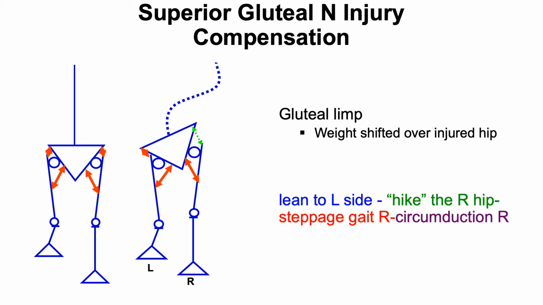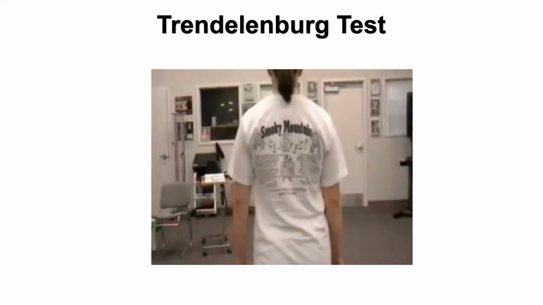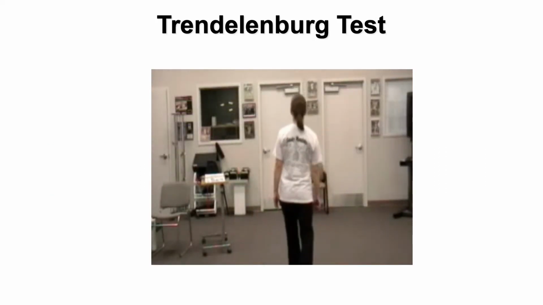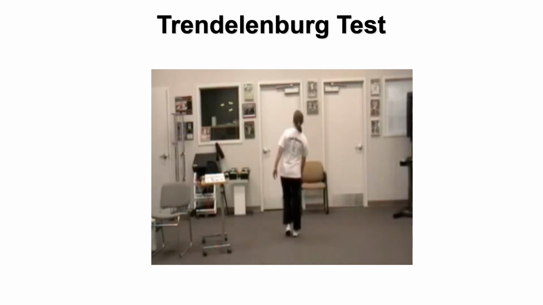You get something called a steppage gait on the right side. And then you get circumduction with the right side. And then come back, turn and come back.